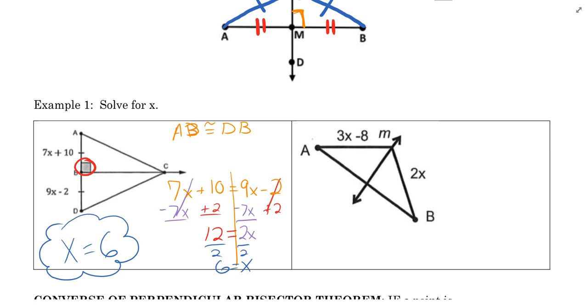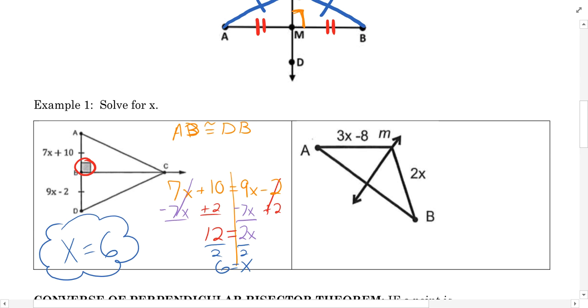Okay, so hopefully you worked through that and you got the answer that x equals 6. We can double check that that's our answer by substituting it back into our expressions. If we did 7 times 6, which is 42, plus 10, it would give us 52. If we did 9 times 6, which is 54, and we subtracted 2, that would also give us 52. So we know we did it right because those two line segments are the same value when we substitute in our value for x.